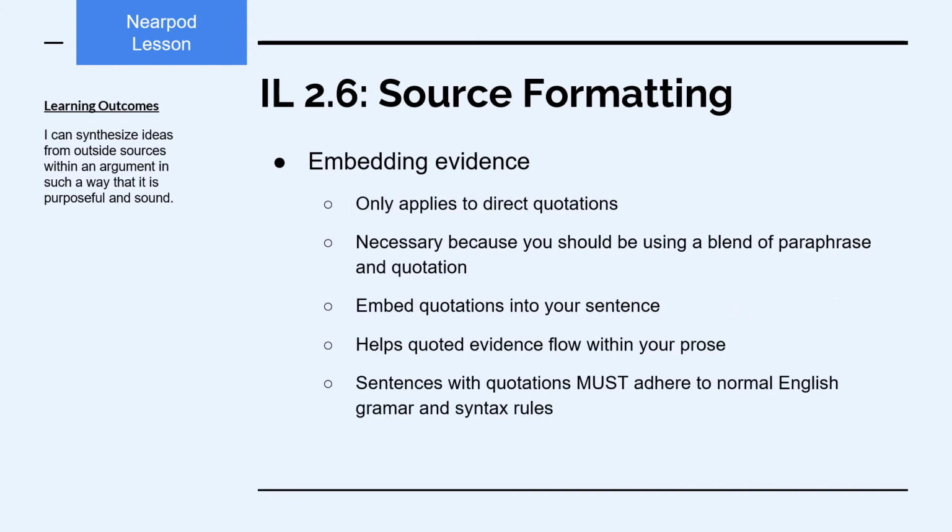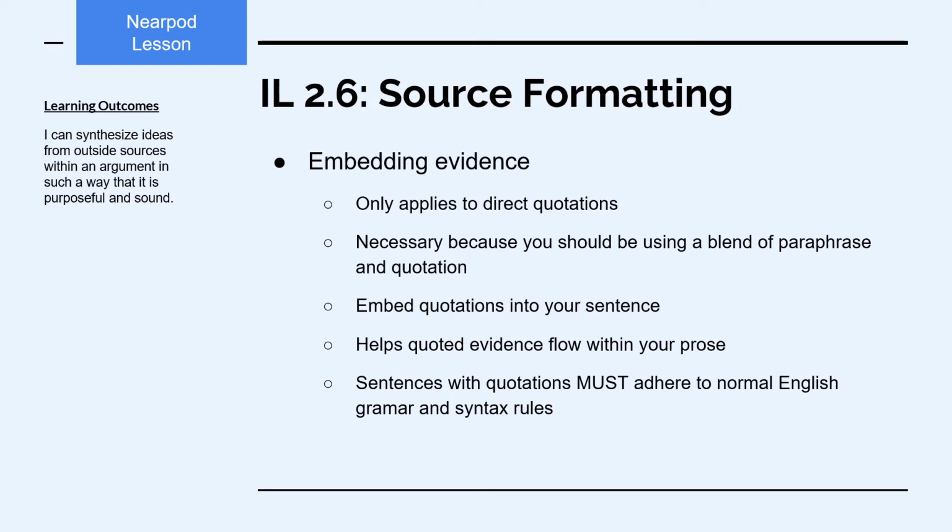Embedding evidence only applies to direct quotations, and it's necessary because you should always use a blend of paraphrase and direct quotation, and embedding your evidence is often how this is achieved. Embedding evidence is all about embedding quotations into one of your complete sentences. This helps your evidence, your quoted evidence that is, flow along with the rest of your prose.